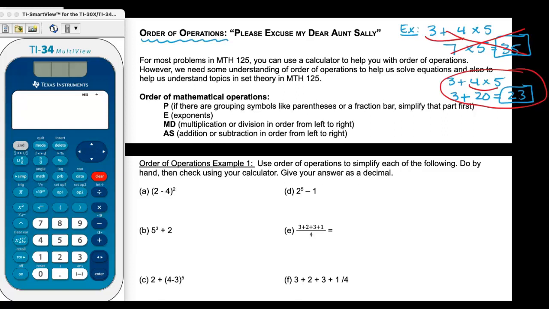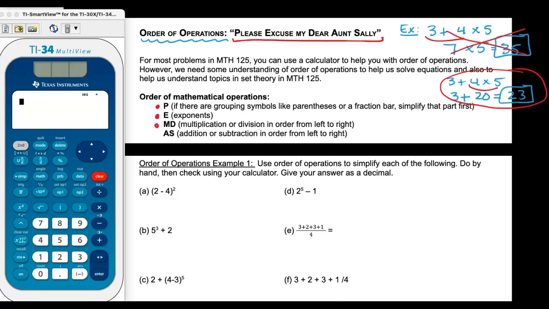And so with the order of operations, there's a mnemonic device that can be helpful. Please excuse my dear Aunt Sally. You may have heard of it before, but if not, I'm going to walk you through it. So the P just stands for parentheses. So if there's any type of grouping symbol like parentheses or a fraction bar, or brackets, which are the same as parentheses, then you're going to do that first. And then you're going to do exponents.